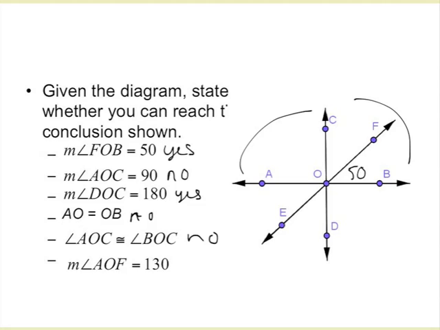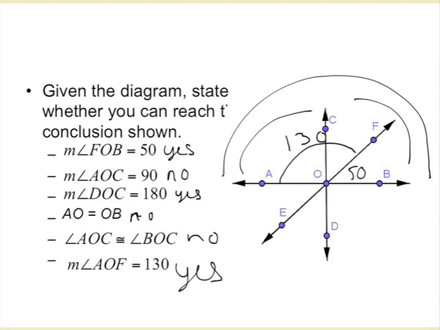Can we know that AOF is 130? Yes. That we can know. We know this whole thing is 180, so we can know this part of it must be 130 to go together with the 50. Questions on any of those?